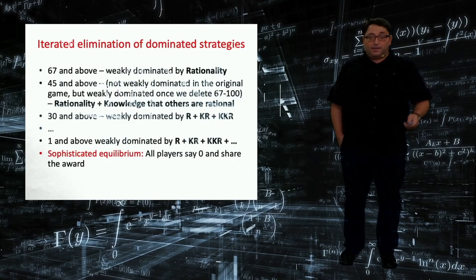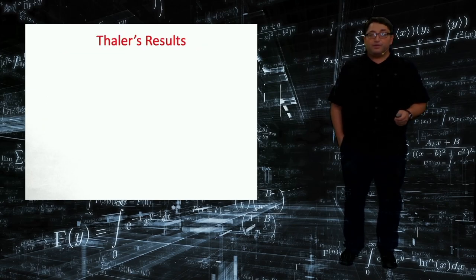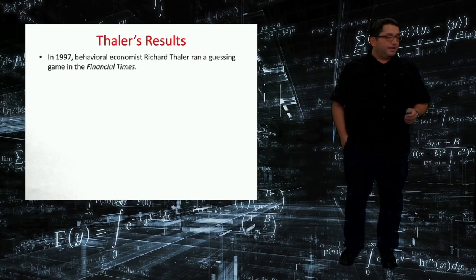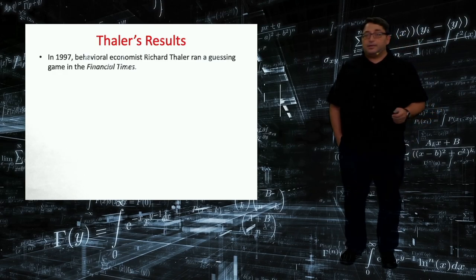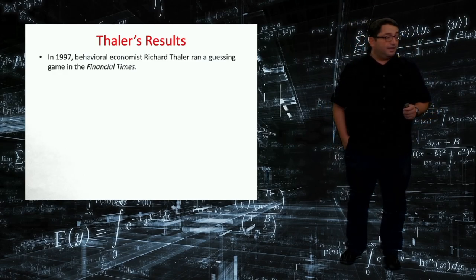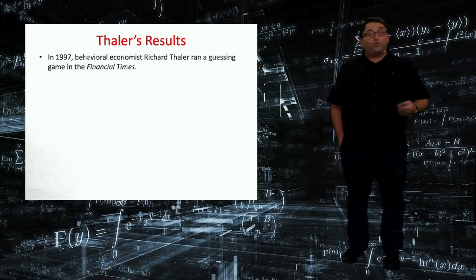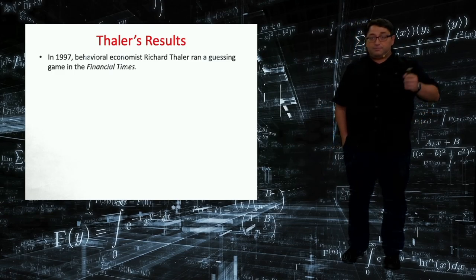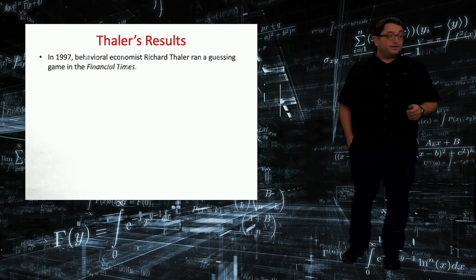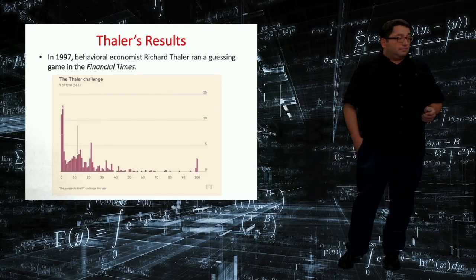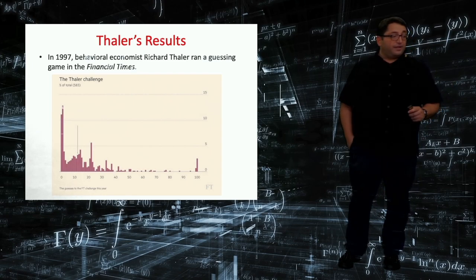I played this game in my classrooms, and there is a very famous professor, Richard Thaler, who got the Nobel Prize in Economics in 2017. He won this game in the Financial Times. But the participants had more than 1 minute. They had to send the answer after a significant amount of time. And this is the distribution of their answers.